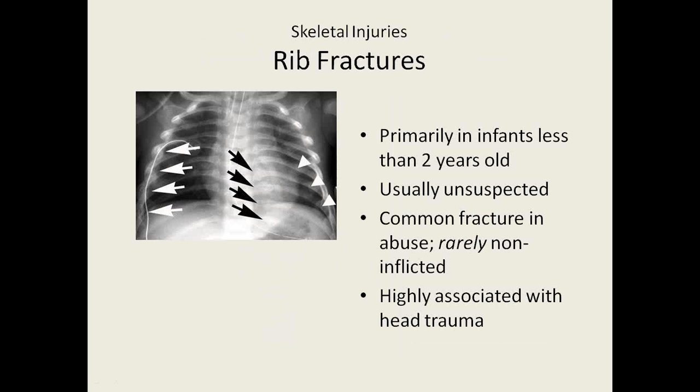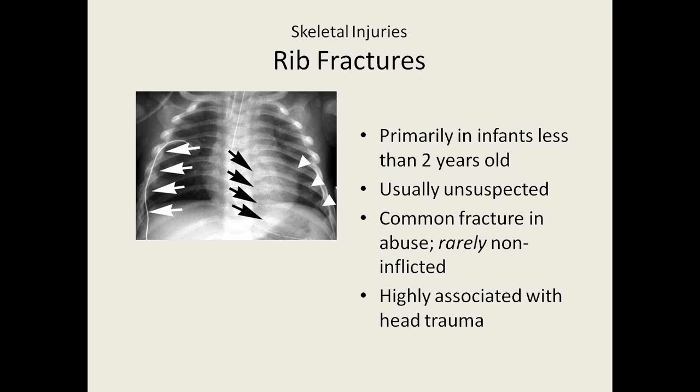The second injury I wanted to specifically talk about is rib fractures. Predominantly, this occurs in infants or children less than 2, which is most of the abusive head trauma we see, in kids under 2.